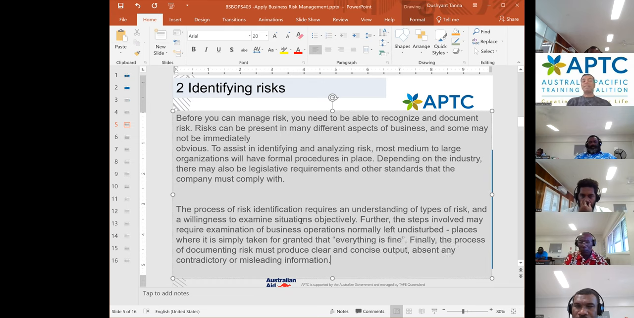The process of risk identification requires an understanding of types and a willingness to examine situations objectively. Further, steps require examination of operations that are normal if undisturbed, places where everything is simply taken for granted as fine. Finally, the process of documenting risk must produce clear, concise output, absent any contradictory or misleading information. Simple and clear, no misleading information.